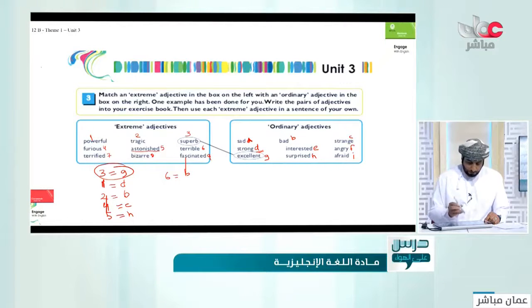Yeah, so I think we made a mistake here with number 2, not B, so number 2 will go to D. Number 2 will go to D, yes. Number 7, which is terrified, will go to afraid, which is I. Number 8, bizarre, will go to strange, C. Number 9, the last one, fascinated, will go to interested, which is A.